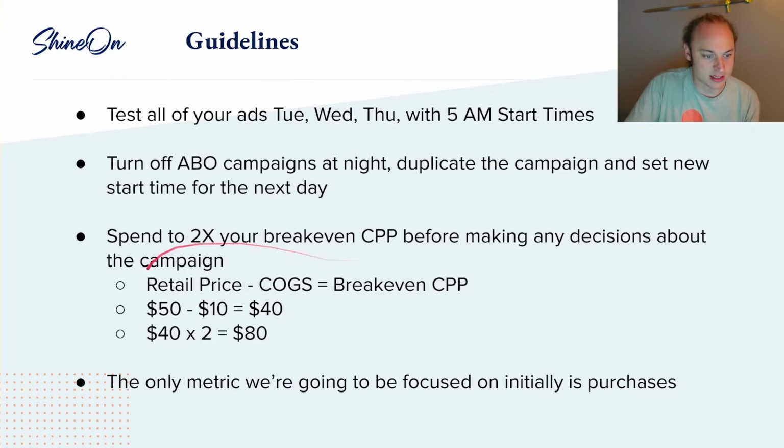So here's a quick example. If your retail price is $50 and your cost of goods is $10, you take $50 minus $10, you get $40. This is your break-even cost per purchase. This is how much you can spend on Facebook ads before you start losing money. You can spend up to $40, hypothetically. Now you take $40 times 2. That gives you $80.